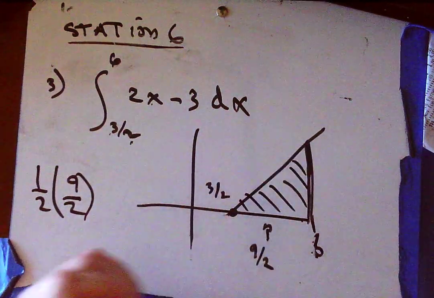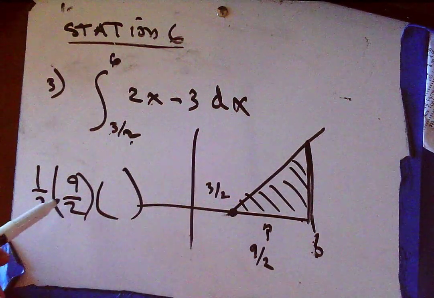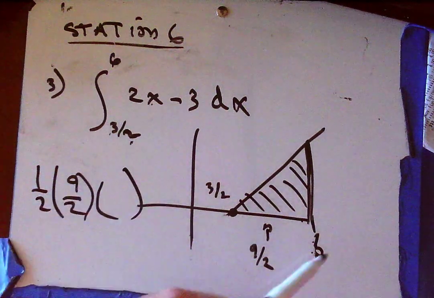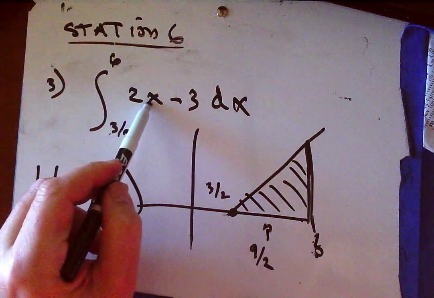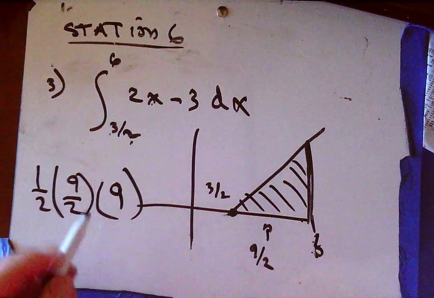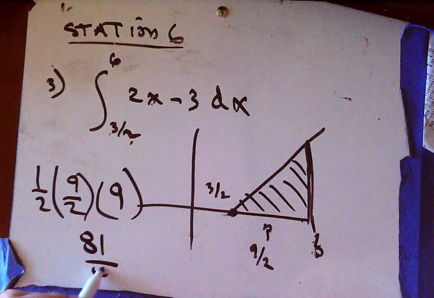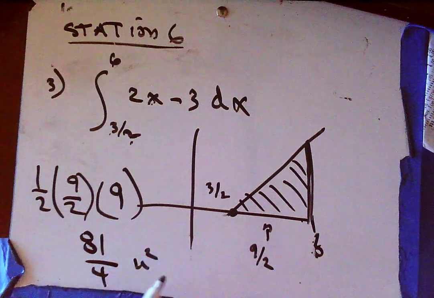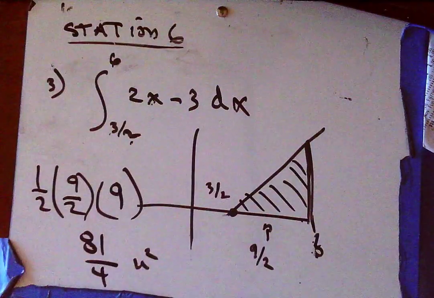Now, what about this height? I need that height to find the area of the triangle. So if I plug a 6 into this function, 2 times 6 is 12, minus 3 is 9. And so I end up with 81/4 as the area of that triangle.